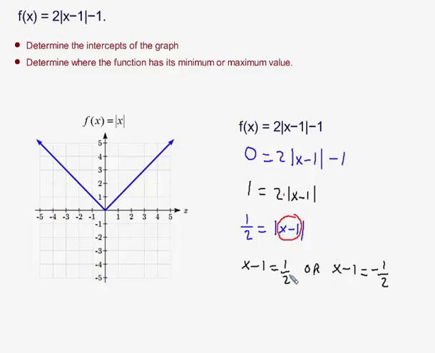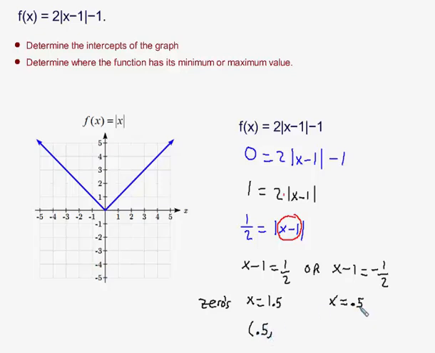So now I need only solve each of these equations by simply adding 1 to both sides. Adding 1 to both sides of this equation would give me x equals 1.5. Adding 1 to both sides of this equation would give me x equals 0.5. So here are my zeros of the function. These are the x values that make my function 0. If asked for the x-intercepts, I would write them in the following way.